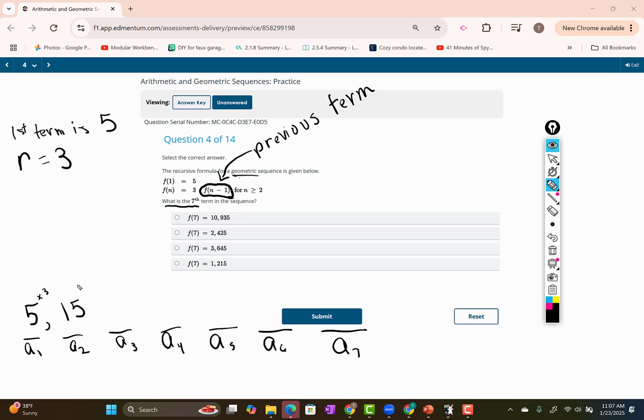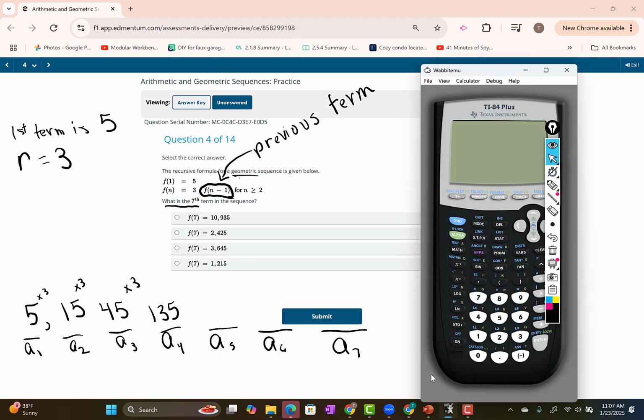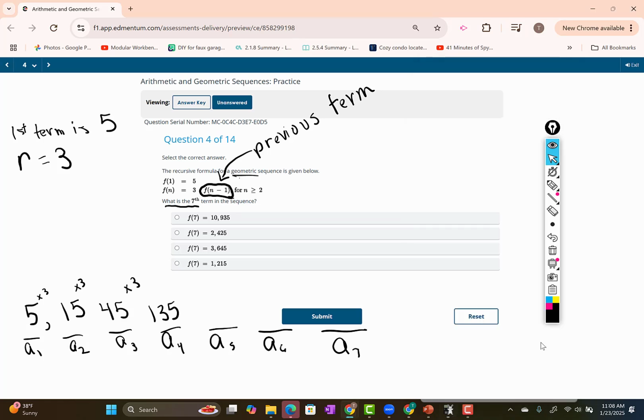So if we keep multiplying by 3, 15 times 3 is 45. 45 times 3 is what, 135, and at this point I'm not comfortable doing that in my head, and I will make a mistake. In fact, I want to check. 45 times 3, yeah, that does give me 135. Multiply by 3 again, we get 405. It's the 5th term.